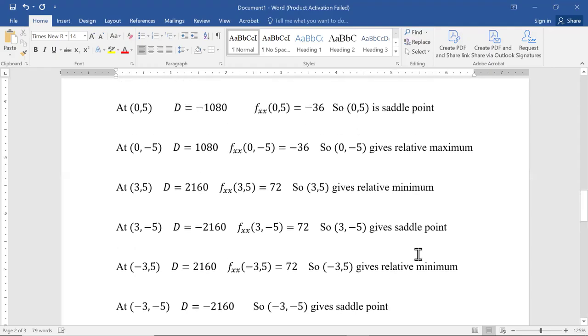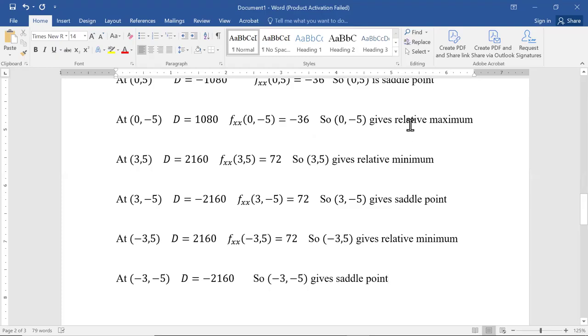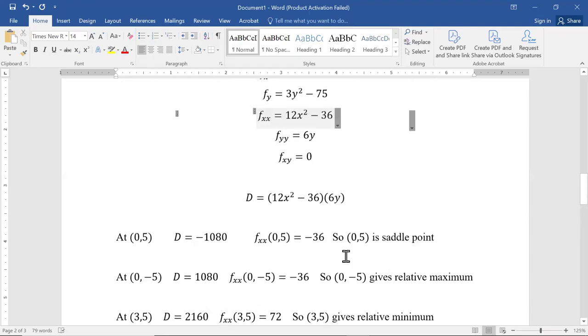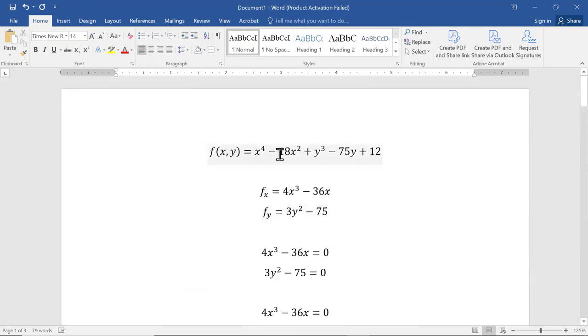So there we go. We have 6 critical values. We get 1 relative maximum. We get 2 relative minimums. And we get 3 saddle points for this function, this original function here. So that's a fairly interesting example, with a lot of different critical points.